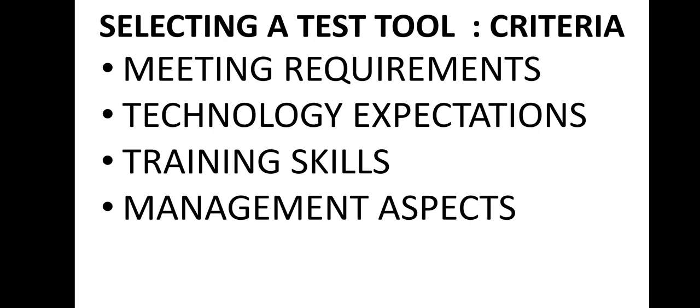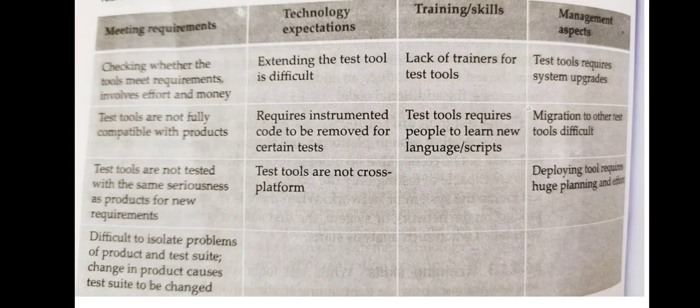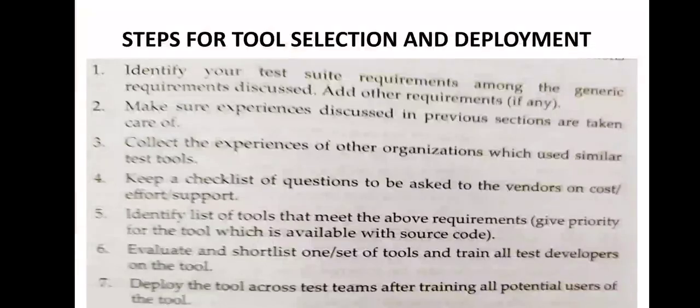So these criteria are basically issues, and we have summarized all of them in this table you can see here. Now, what will be the steps? We have seen the criteria. Now what will be the steps for selection and deployment? Then we can consider the steps as follows.